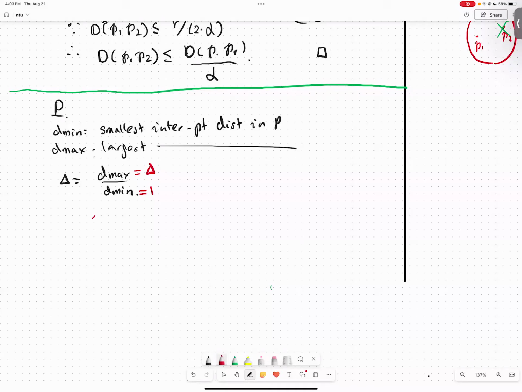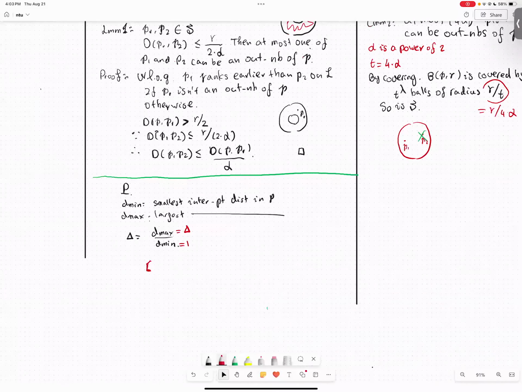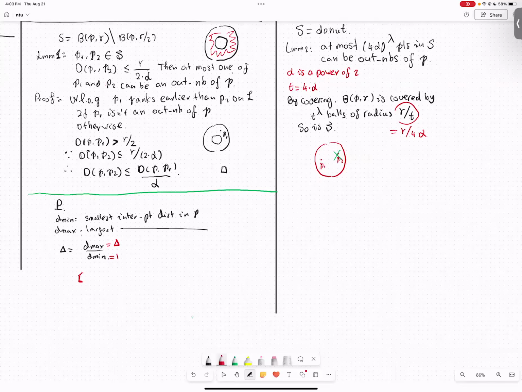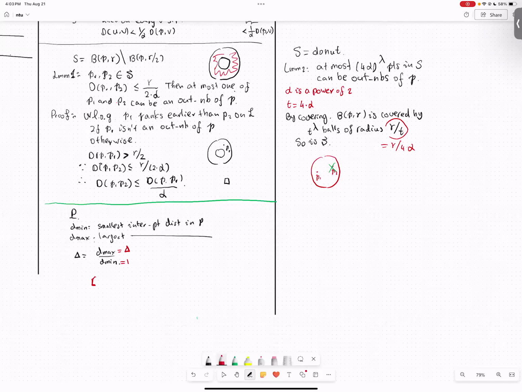I want you to first choose this donut to be the following. So I want you to choose R to be 2 to the power of 0. Okay, so let me see how to choose this. Let's say I start from 2 to the power of 0, and I choose R to the first one as R to the power of 0.